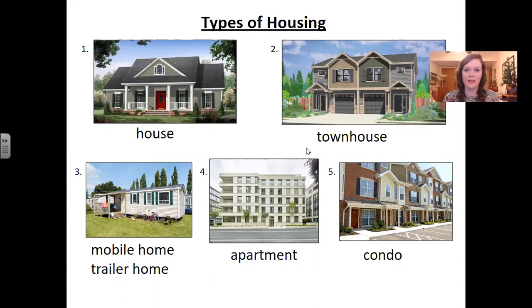Number two, townhouse. A townhouse, as we see in the picture, can be like two houses put together, but it's like one house on each side. So one family would live in this house and a different family would live in this house. Sometimes townhouses might be four put together.